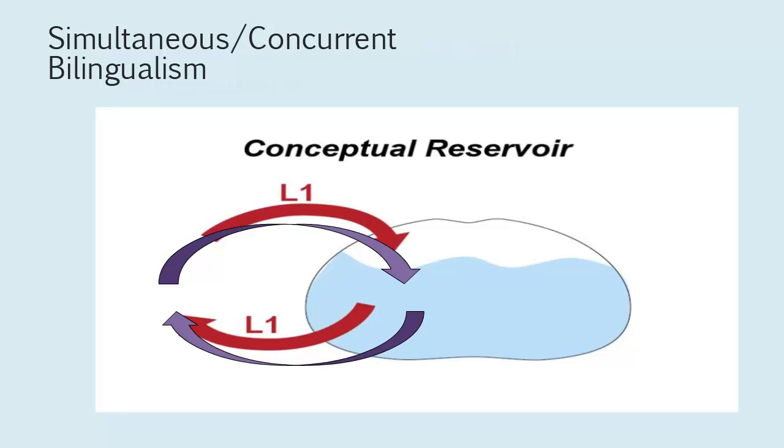This represents what happens for people who experience what is called bilingual first language acquisition. In other words, children who from birth are in environments where two or more languages are spoken and develop the two languages simultaneously. This is also called simultaneous or concurrent bilingualism. These people have L1 pathways in two languages simultaneously. Notice the depth of their conceptual reservoir.